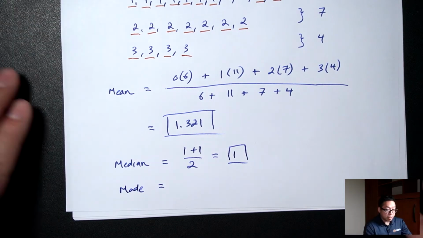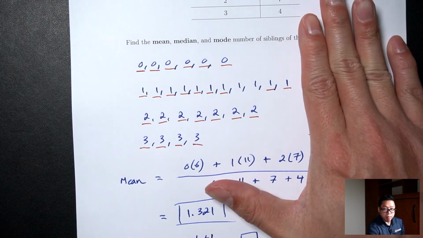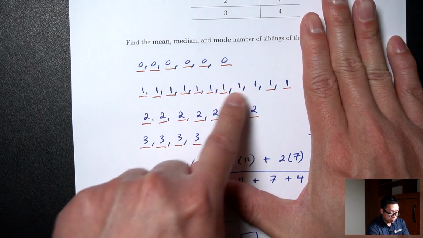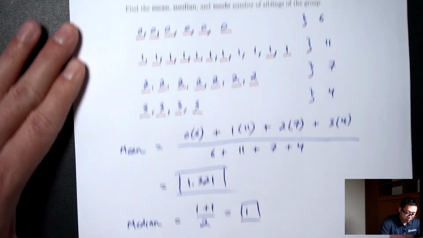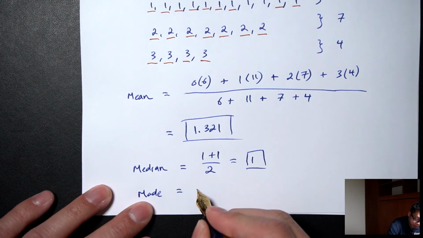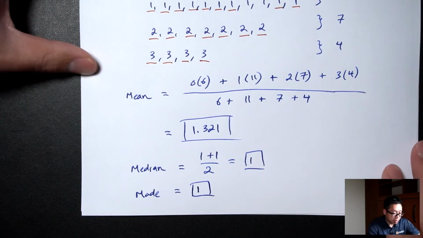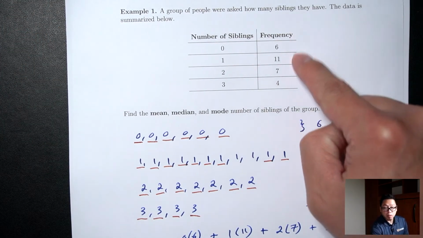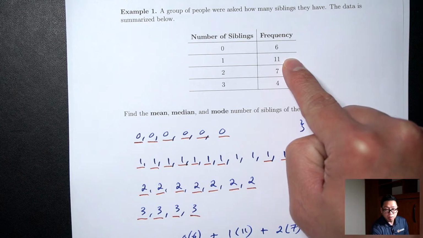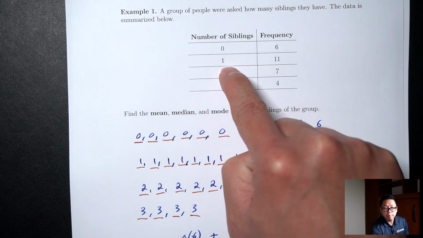Finally, the mode. The mode is the number that occurs most frequently. If I look at my data, the number that occurs most frequently is the 1s. Right? The 1s occur 11 times. So my mode is 1. You can also get the mode from looking at just the table at the beginning. That's the easiest one to find. Just look for the highest frequency. The highest frequency here is 11, which means the mode is the 1.